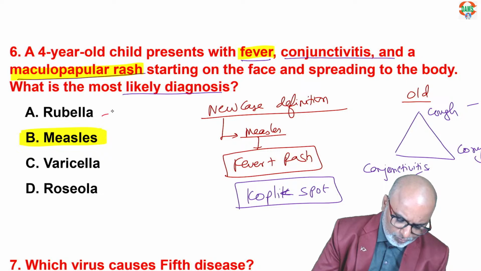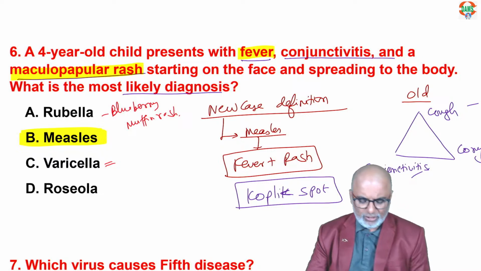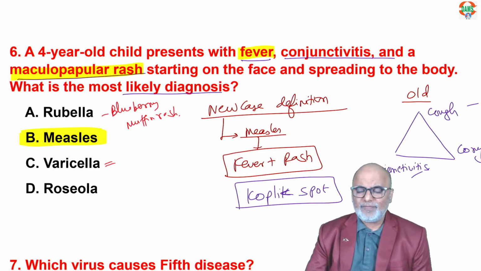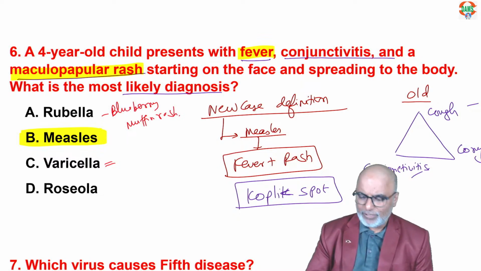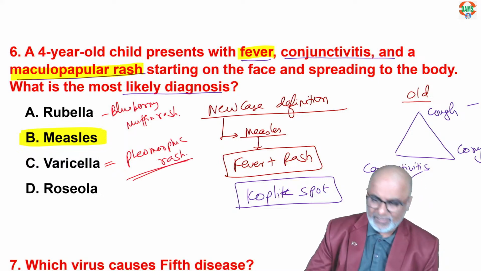Rubella produces a blueberry muffin rash. Varicella usually produces a pleomorphic rash, with multiple stages at one point of time.